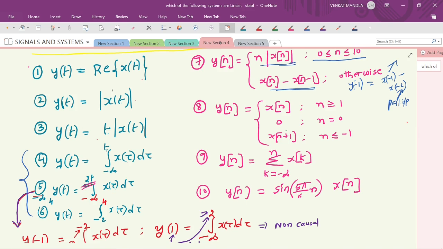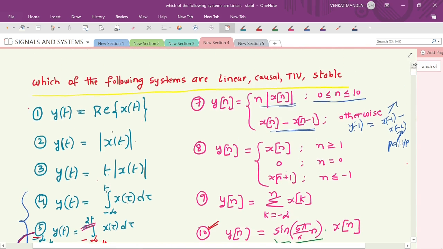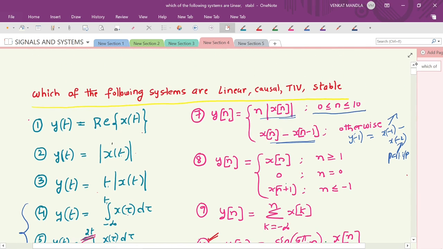Next, y[n] equal to sin(pi by 6 n) x[n]. This one is also causal. There are no advanced things here, x[n plus 3] x[n]. y[0], x[0] multiplied with just the signal; y[1], x[1]; y[2], x[2]; y[3], x[3]. So it is also causal. There are no future inputs. So this is how you have to check the causality condition.